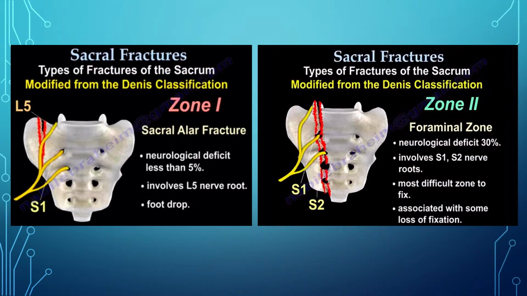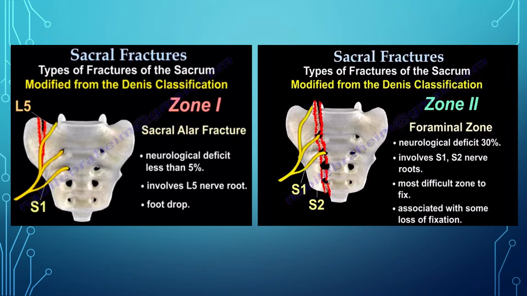Here we have an example of the Zone 1 Dennis classification. There's a neurological deficit, usually less than 5%, which can involve the L5 nerve root and usually can result in a foot drop of the patient.